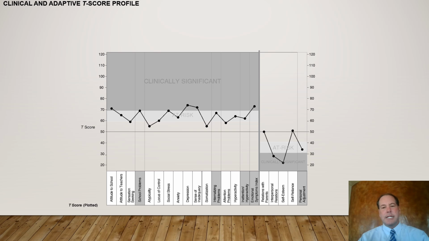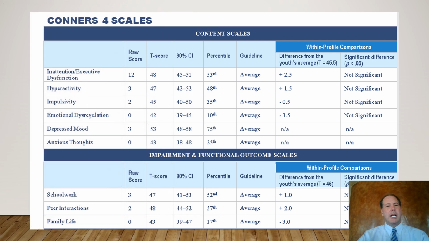So the way to read this is if the dots are around this 50 line or the middle line, then the student is viewed the same as their peers. If they're up here in this at-risk area, then that should be a concern. And if the dots are up here, some of these are, those are what we call clinically significant. Those would be areas to look at. This is the student version of the BAS-3.